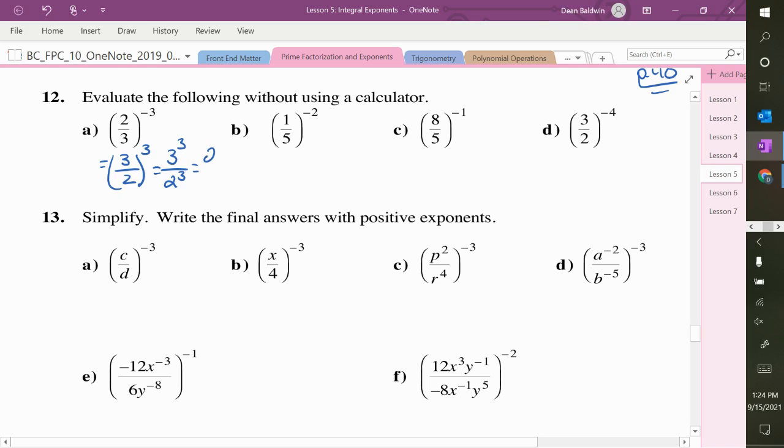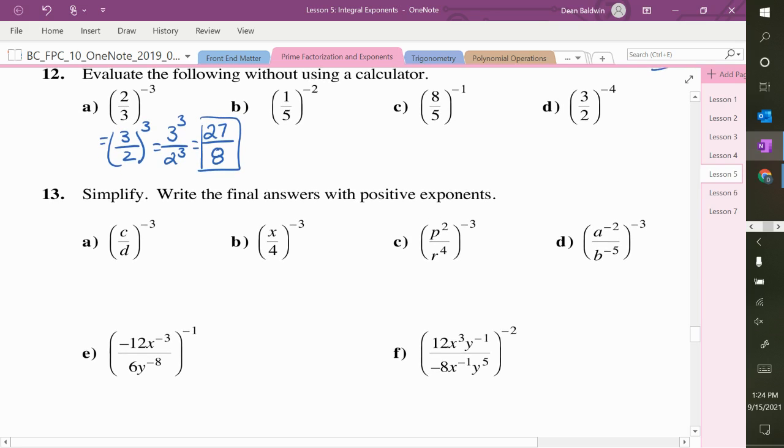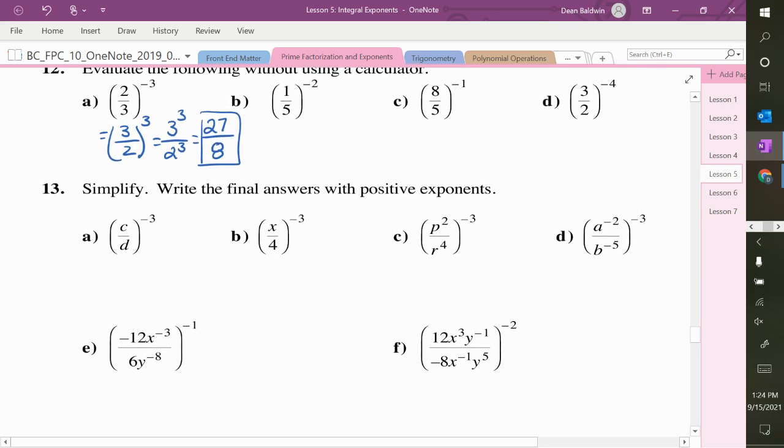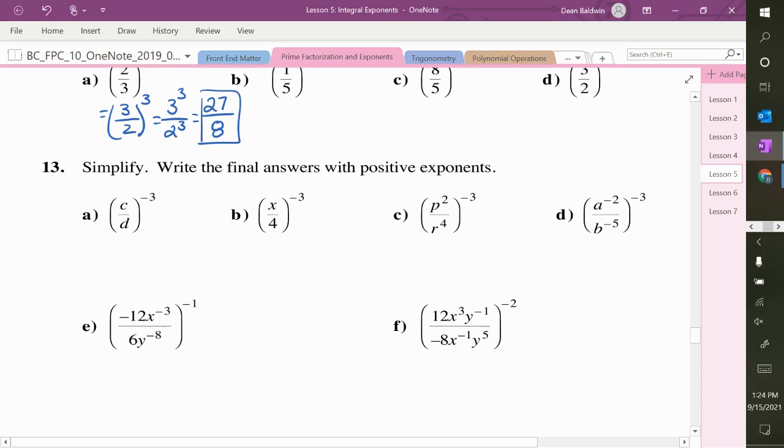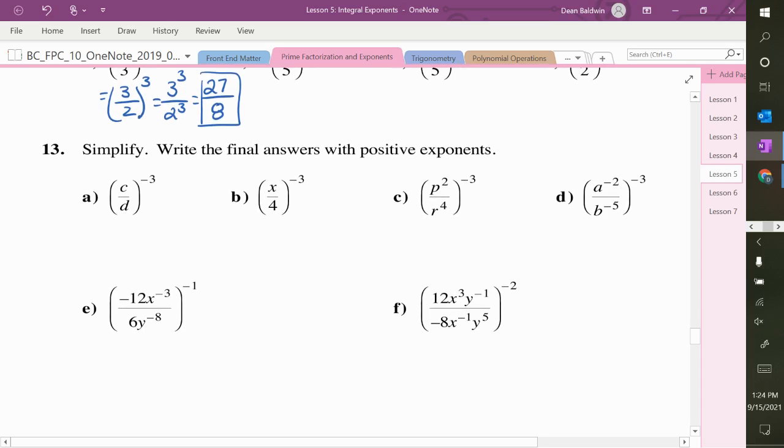2 cubed is 8. That's it. That's all they want you to do. Okay? All right. We're going to do an example from 13. Which one should we do from 13? F, the hard one. All right, we'll do F.